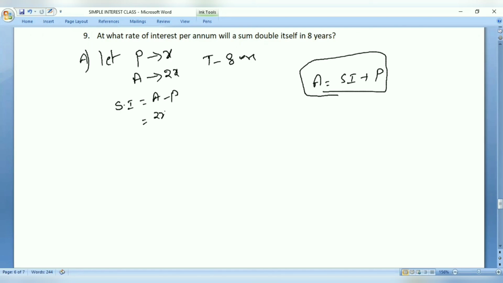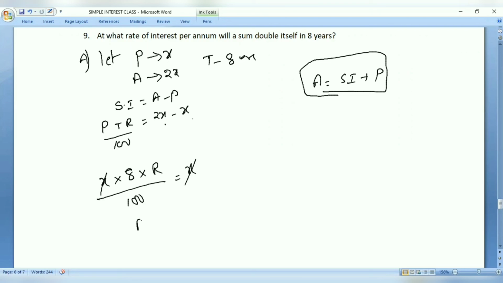What is the amount? 2X. What is the principal? X. What is simple interest? That is PTR by 100. Principal is X. Time period is 8 years. Rate of interest is what you need to calculate. Divided by 100 is equal to X, because 2X minus X is equal to X. So these two get cancelled. Rate of interest is equal to 100 by 8 percentage. 100 by 8 means what is the value? 8 ones are 8, 8 twos are 16. So 12.5% is the rate of interest.